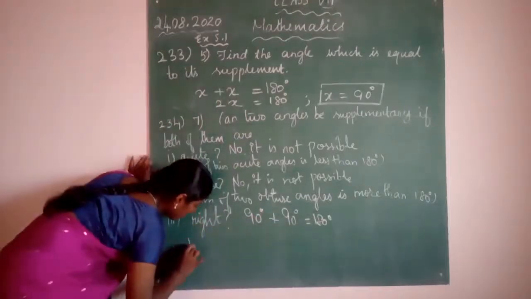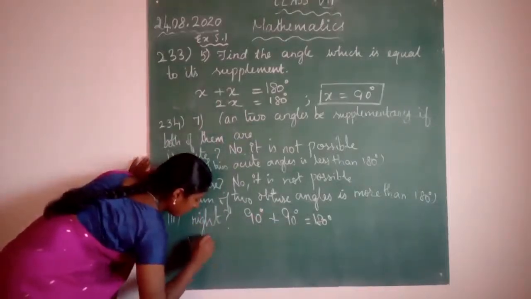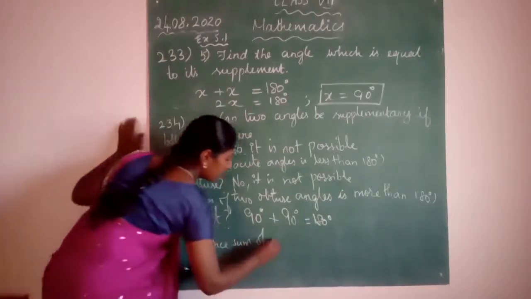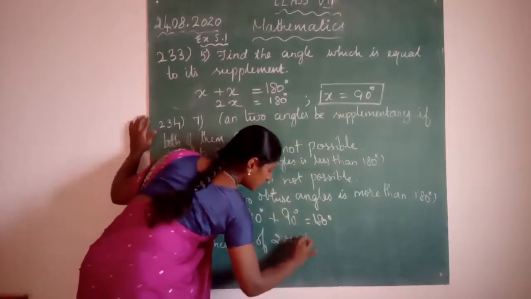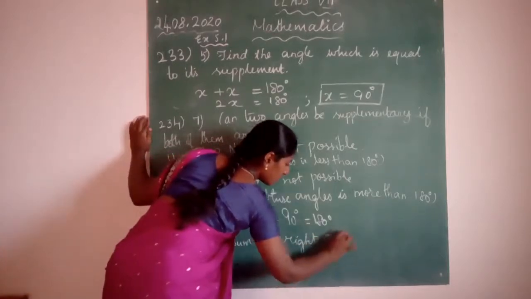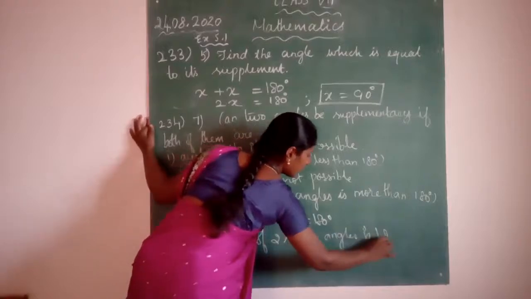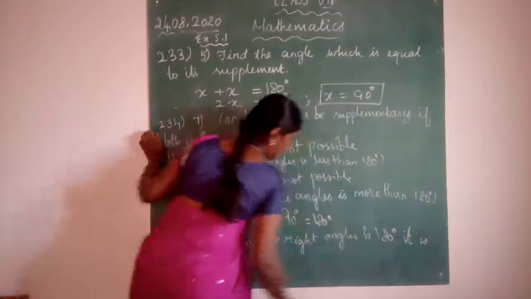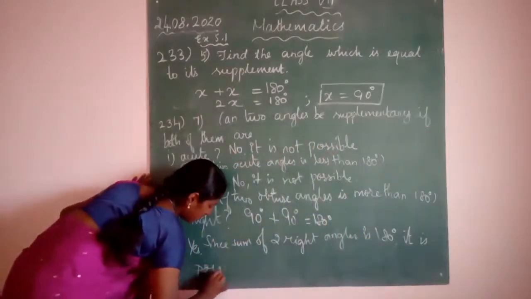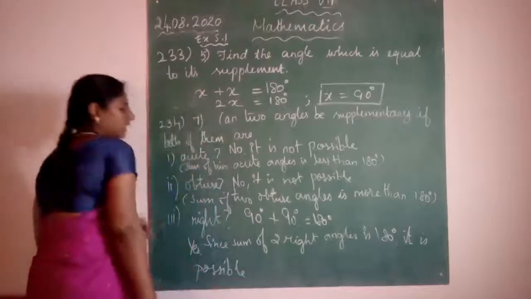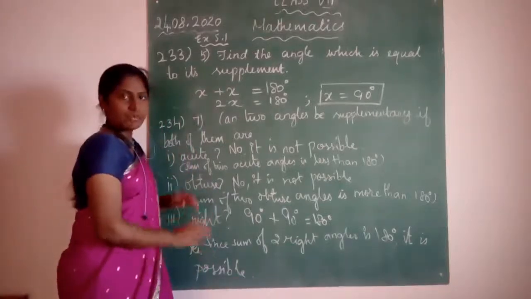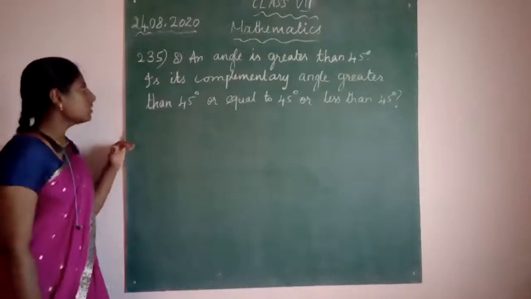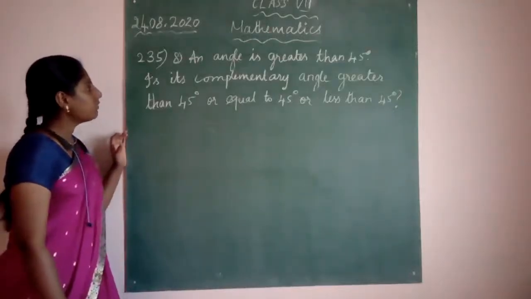So here we'll write yes, since the sum of two right angles is 180 degrees, it is possible. What is possible? Making a supplementary pair with two right angles is possible. Is it clear? The next question: an angle is greater than 45 degrees.